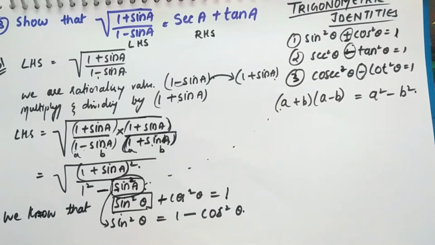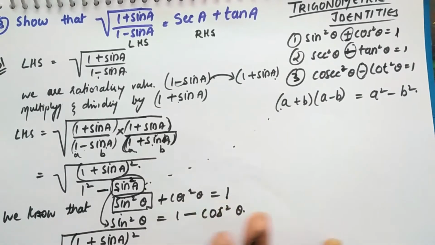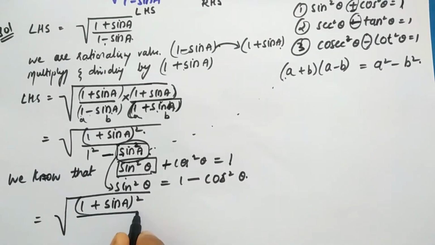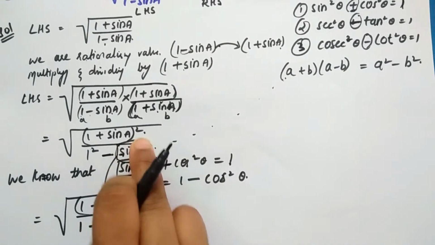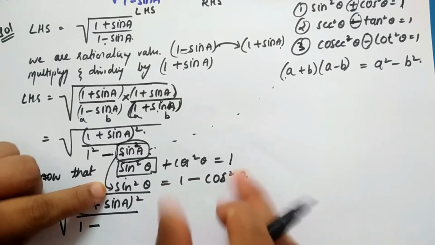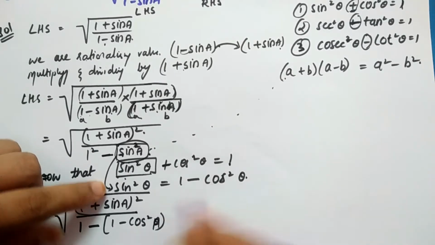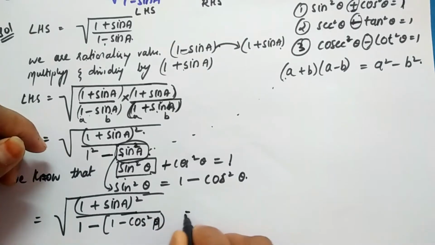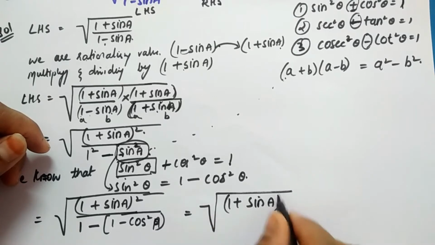So this equals the root of, we are writing the same as it is, 1 plus sine a the whole square, divided by 1 square, which is 1, minus sine square a. In place of sine square a, which identity should we take? It is 1 minus cos square theta, I mean a. Since it's a, we'll take a, not theta.